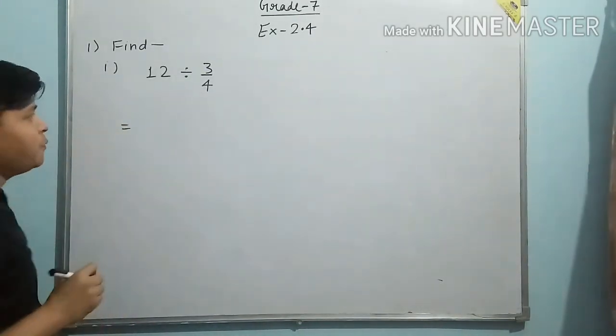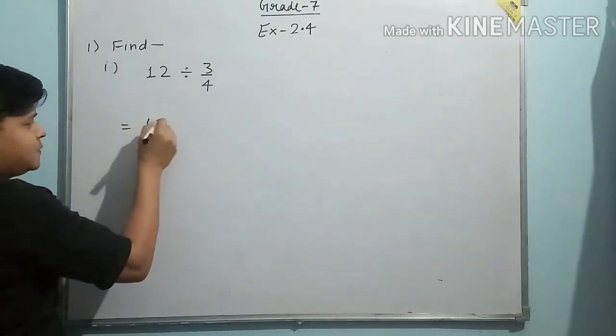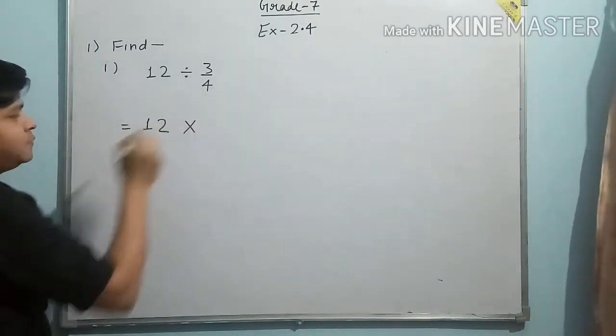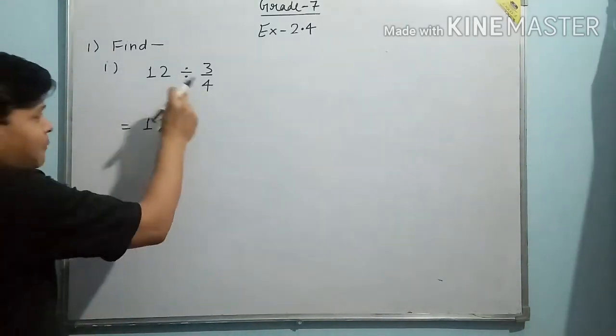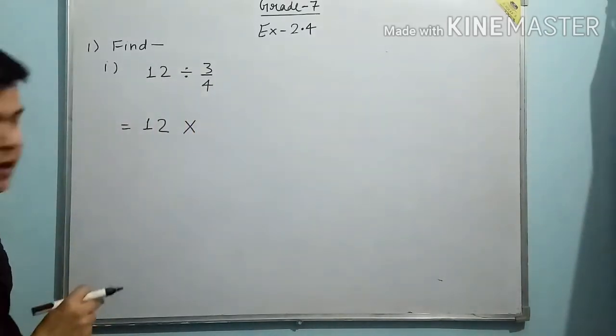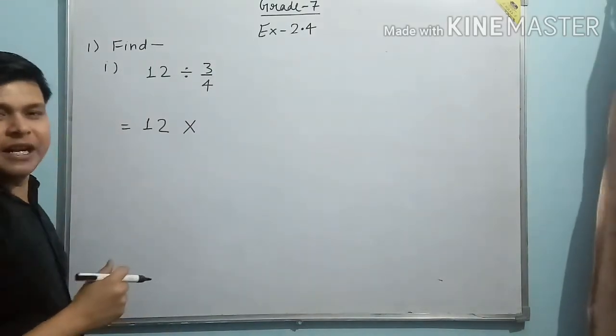So what will you do? Always remember that the first number you will write as it is. Divide will become multiply, and the number which is given after the division sign, we will write the reciprocal of that number. So what is reciprocal?